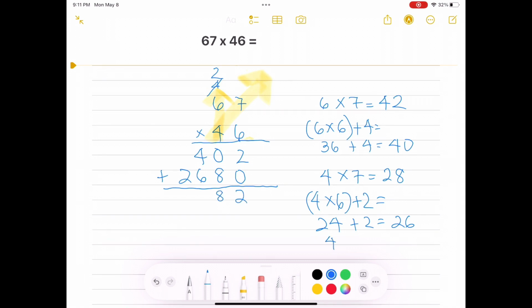2 plus 0 is 2, 0 plus 8 is 8, 4 plus 6 is 10. Write down the 0, carry the 1. 1 plus 2 is 3. Add the comma.